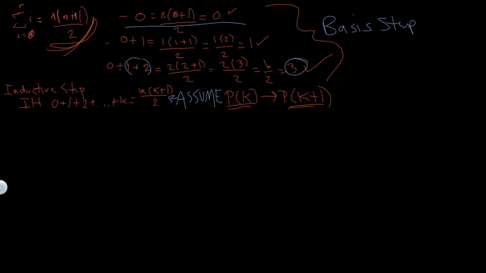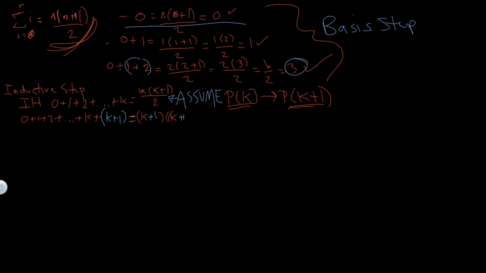And based off of that assumption, I need to show something. So I need to show that 0 plus 1 plus 2 plus dot dot dot up to k plus 1 is true. But if I'm going to do that, I have to substitute the plus 1 into my k. So I'm going to say (k plus 1), and I'm going to multiply that by (k plus 1).